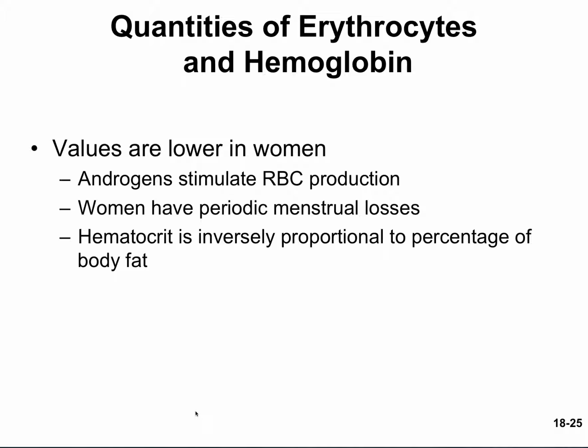Values are lower in women because women don't make as many androgens, and androgens stimulate red blood cell production. Women also lose a lot of their erythrocytes during their periods. And hematocrit is inversely proportional to percentage of fat. Since women have a higher fat percentage, they have a lower hematocrit.